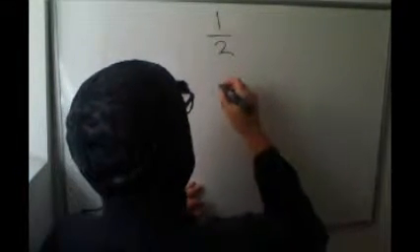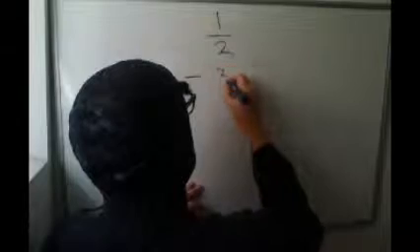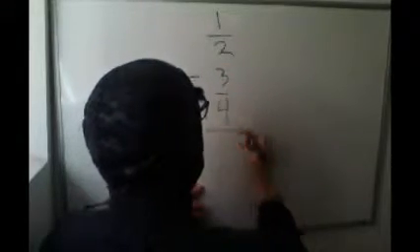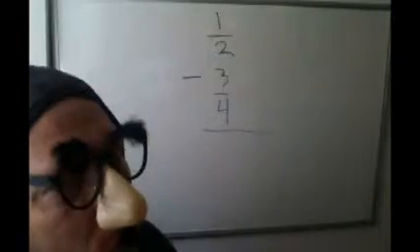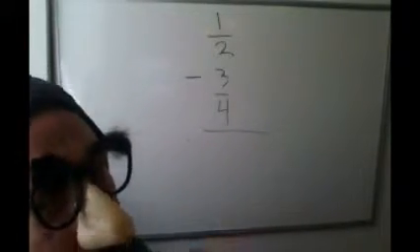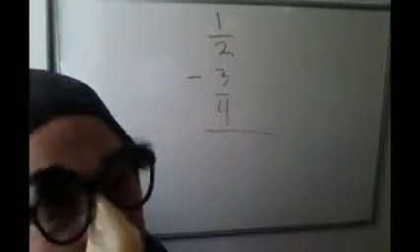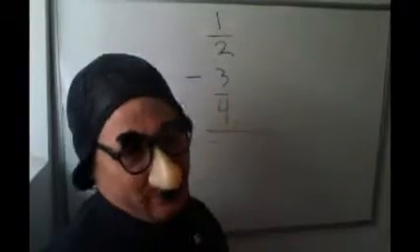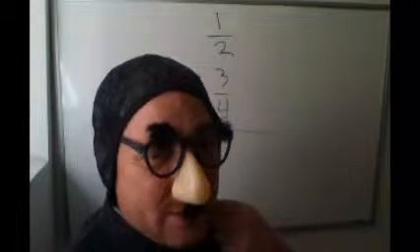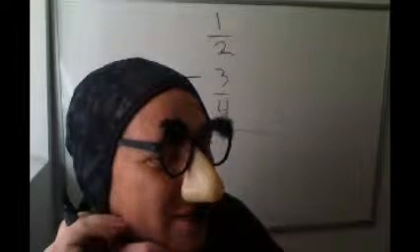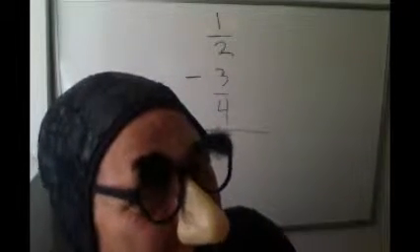1/2 minus 3/4. Now, those of you in the know will recognize from the beginning that 3/4 is greater than 1/2, so your answer is going to have to be negative. Don't forget that. When the number being subtracted is larger than the number from which it's being subtracted, you're going to have a negative number.